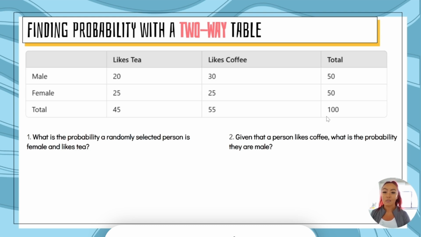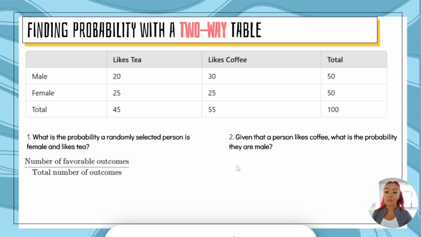So let's look at an example, right? I give you this two-way table here about the number of males and the number of females who like tea or who like coffee. So question 1 says, what is the probability a randomly selected person is female and likes tea? So remember, we're going to need to take the number of favorable outcomes divided by the total number of outcomes. So the first thing I like to do is figure out what is my total here, right? Because there are many different totals in this two-way table.